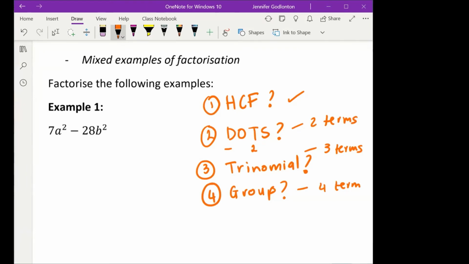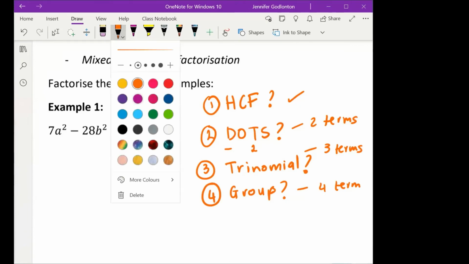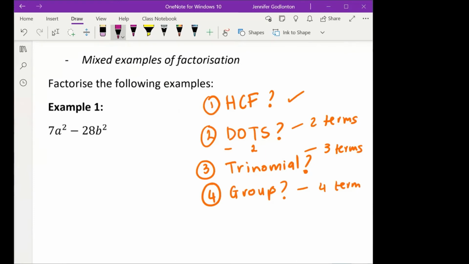I want you to look at that list and think how we can apply it to this question that you can see here, for example, number 1. So we've got 7a squared minus 28b squared. The first thing we're going to look at is, can I take out a highest common factor? And then we're going to look at the second step. So just take it one step at a time. The whole thing of factorization is that it builds on each other. So we just do one little thing at a time.